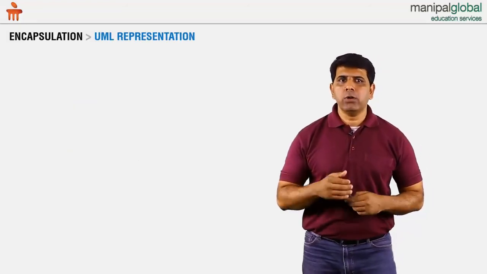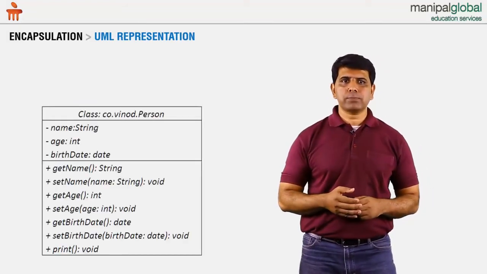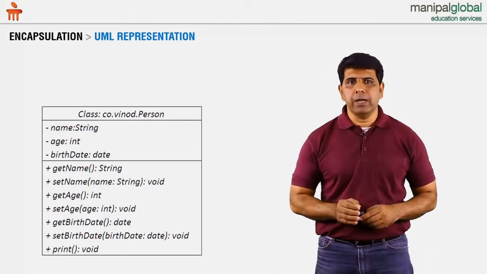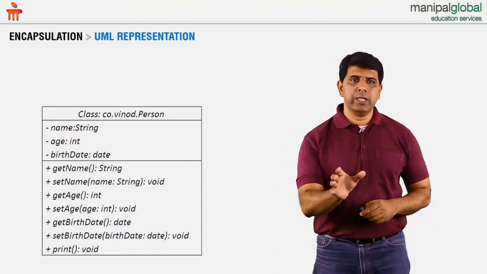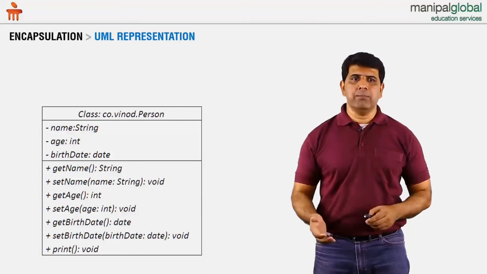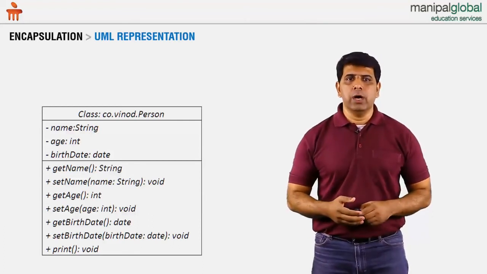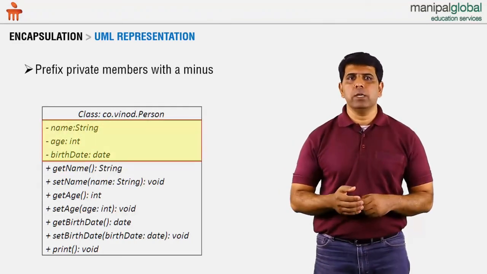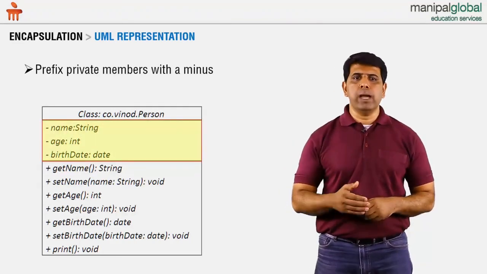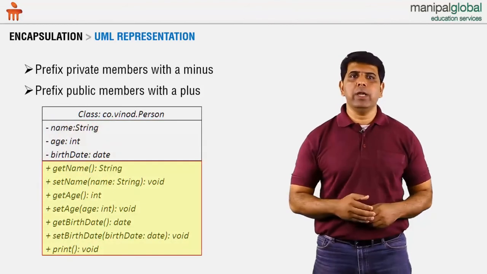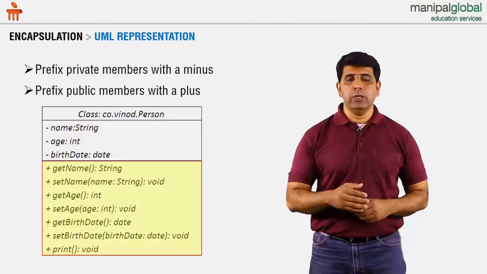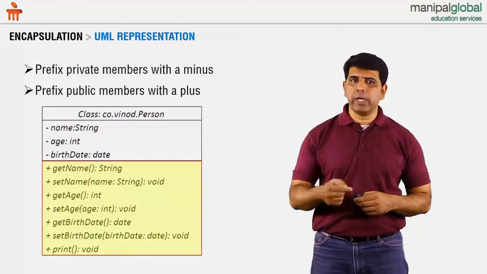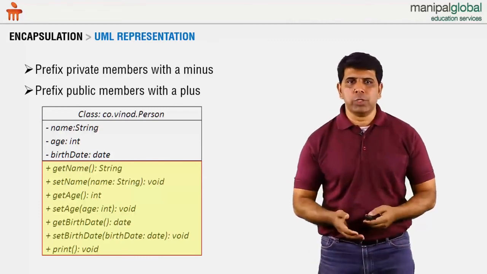Now, how do we represent this in UML? In a UML class diagram, we represent a class name, the fields, and then the methods. If you want to restrict any of them as private, you represent it with a minus symbol. You may also specify a plus to indicate that it is public. If there is a member that is protected, you can mention that with a hash.